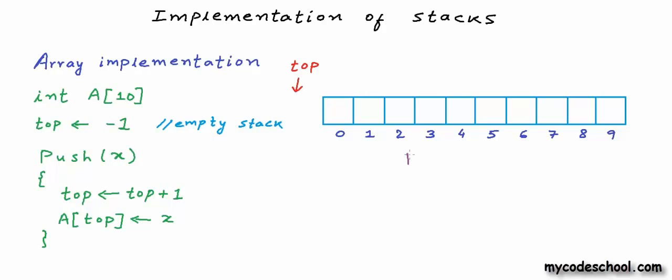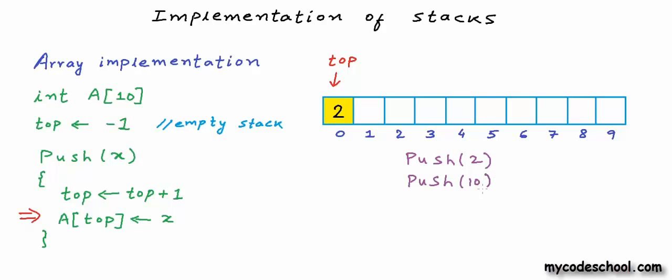Let's insert something onto the stack. I will have to make call to push function. Let's say I want to insert number 2 onto the stack. In a call to push, first top will be incremented, and then the integer passed as argument will be written at top index. So 2 will be written at index 0. Let's push one more number. Let's say I want to push number 10 this time. Once again, top will be incremented. 10 will now go at index 1. With each push, the stack will expand towards higher indices in the array.